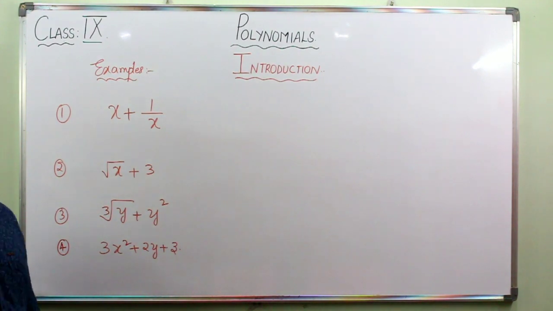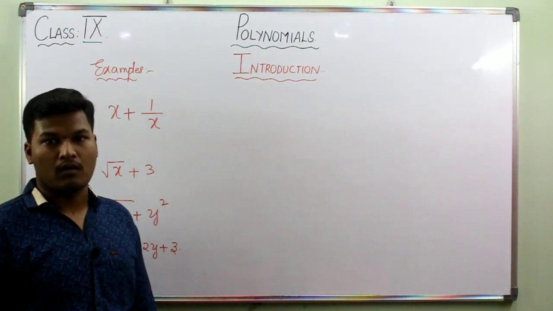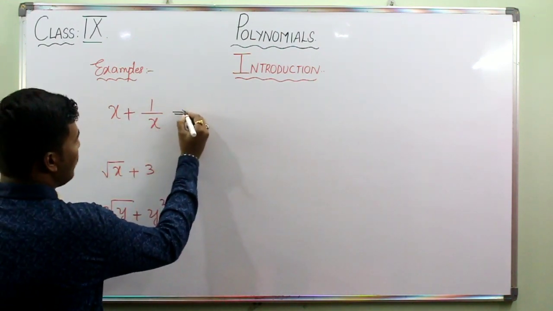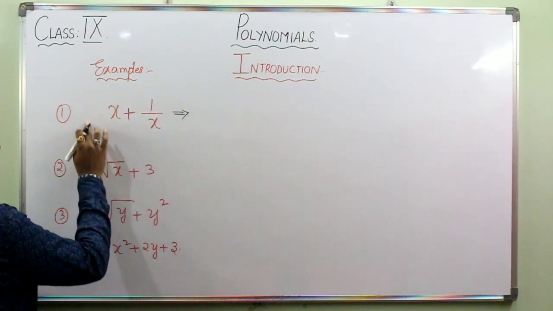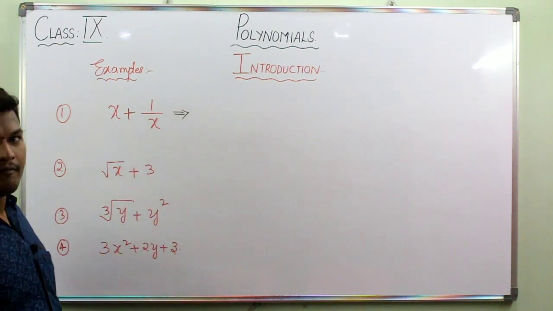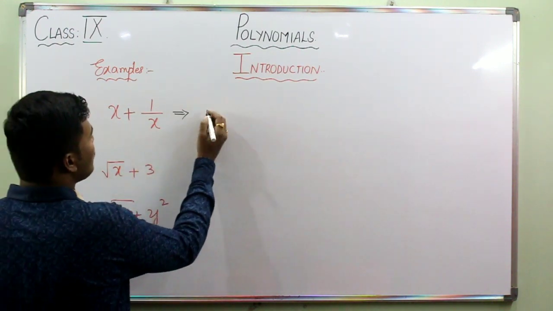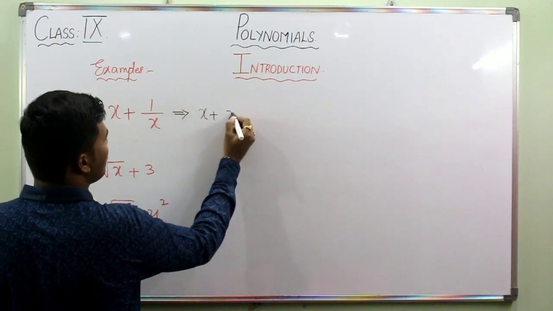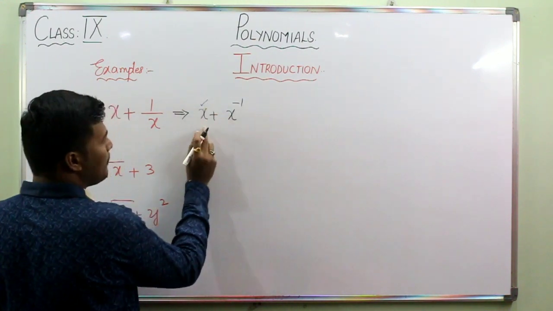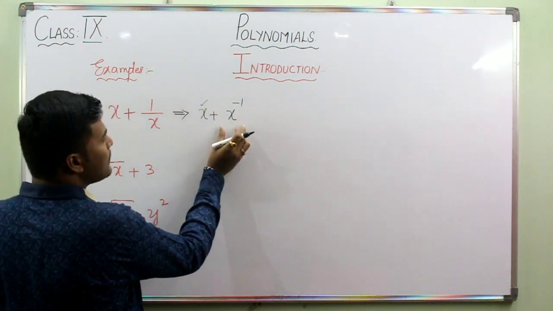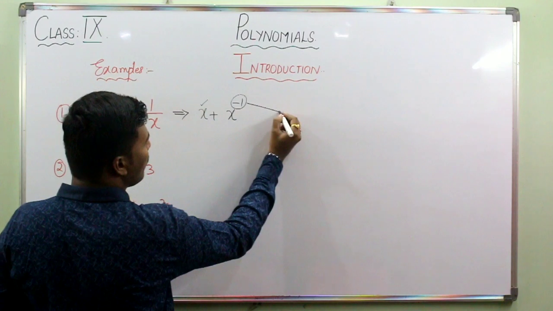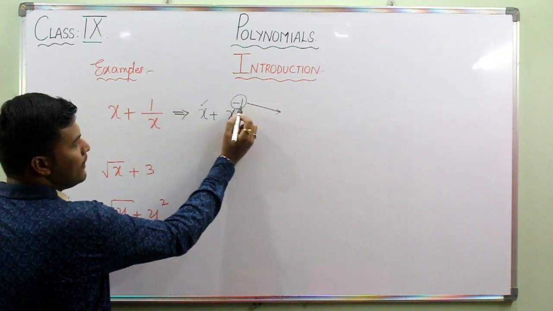Now let us see some examples of whether they form polynomials or not. The first one is x plus 1 by x. This is an algebraic expression, right? I can write this as x plus x to the power of minus 1. The first term is a polynomial because I have x, whereas in the second term the power is negative. Hence it is not a polynomial.